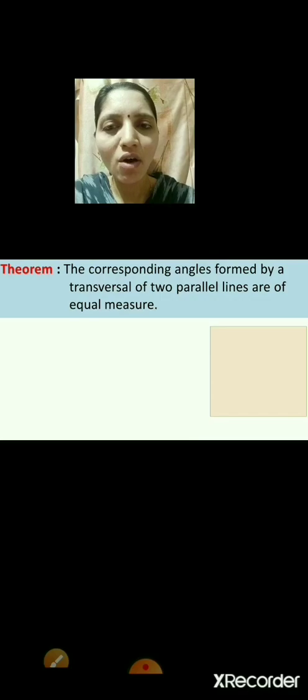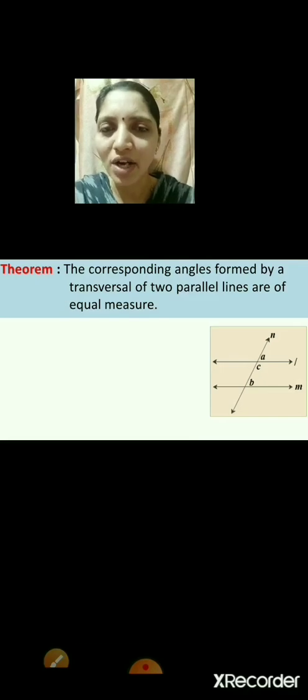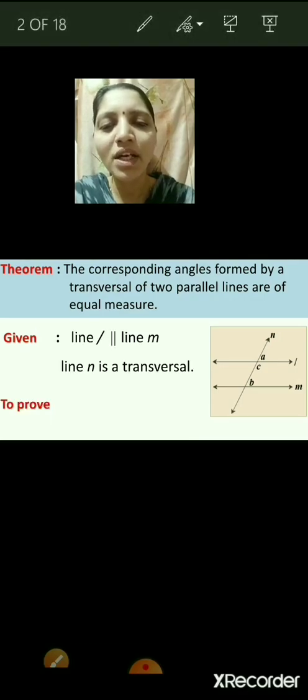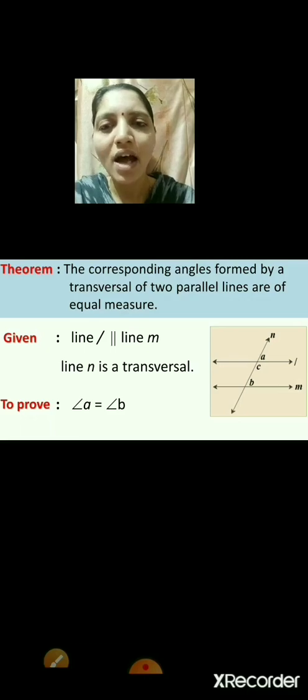We have learned the corresponding angles theorem, which states that the corresponding angles formed by a transversal of two parallel lines are of equal measures. That means if line L and line M are given to you and line L is the transversal, then angle A and angle B are corresponding angles. If line L and line M are parallel to each other, then angle A and angle B should be of equal measure. That is the corresponding angles theorem.